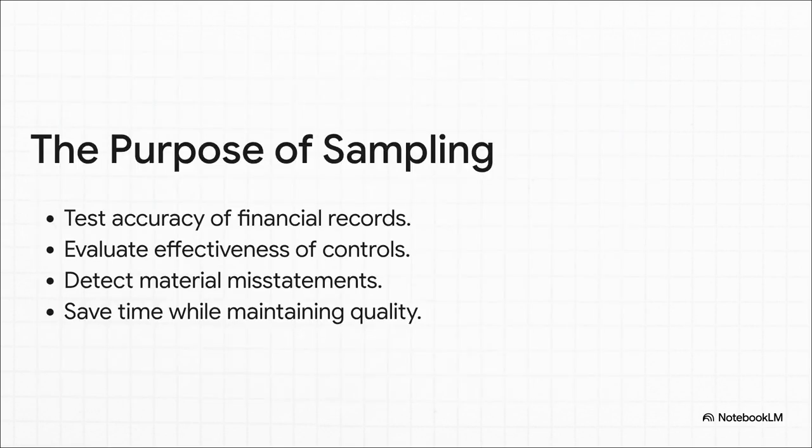And why do we do this? What's the goal? Well, it boils down to a few key things. We're obviously checking if the financial records are accurate. We're also testing if those internal controls we just talked about are working. And importantly, we're on the hunt for what we call material misstatements. Basically, errors big enough that they could actually change a decision someone makes based on those financials. And the beauty of it all? We're doing this to be efficient, to save a ton of time and resources without sacrificing the quality of the audit. It's all about working smarter, not just harder.